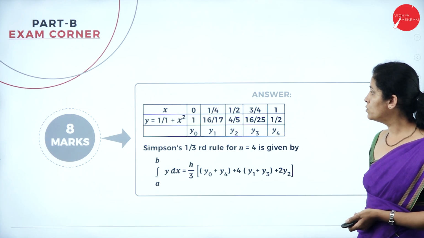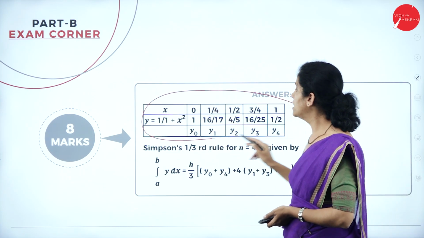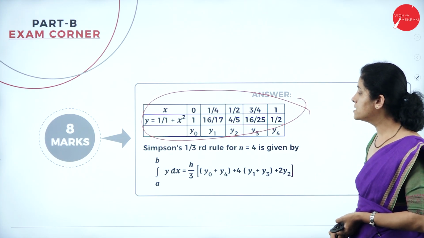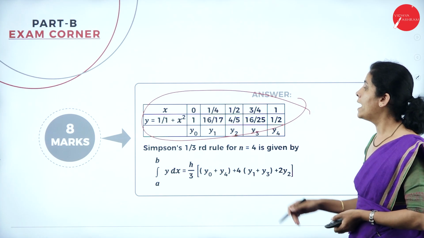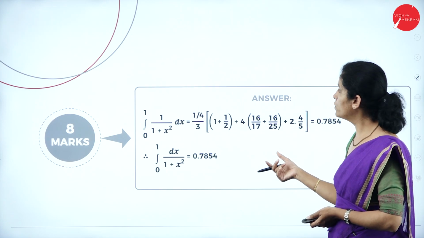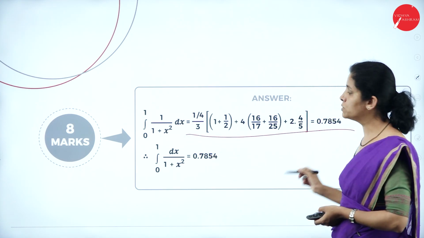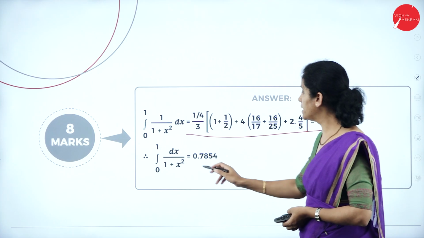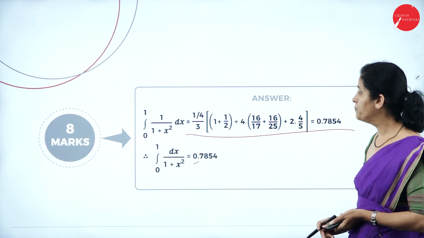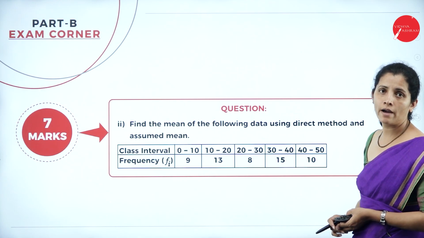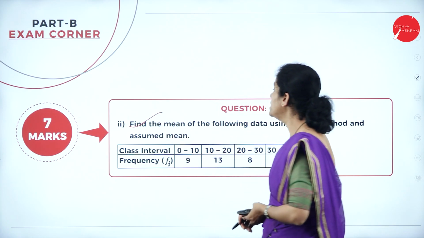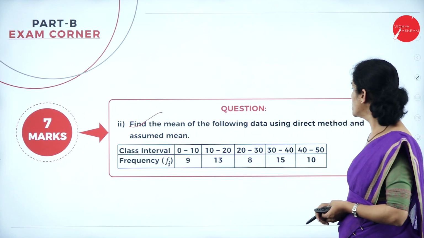Now what I want to do is construct the table. I have Simpson's 1 by 3rd rule, and I want to substitute all the values. When I substitute all the values and simplify, I'm getting the answer 0.7854.